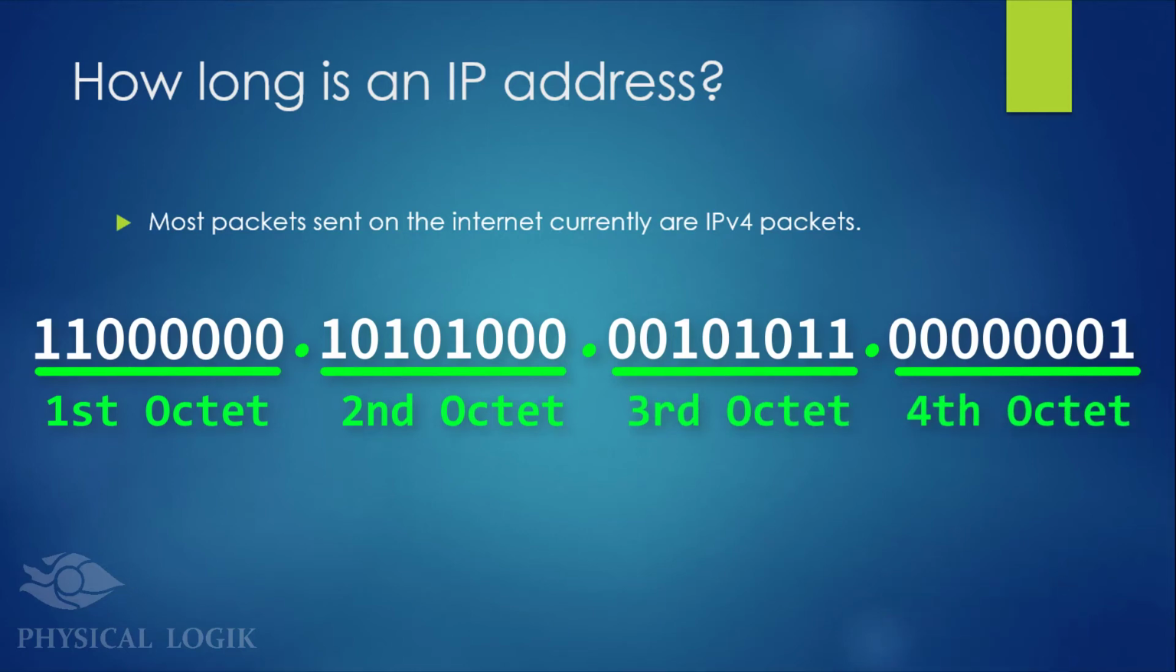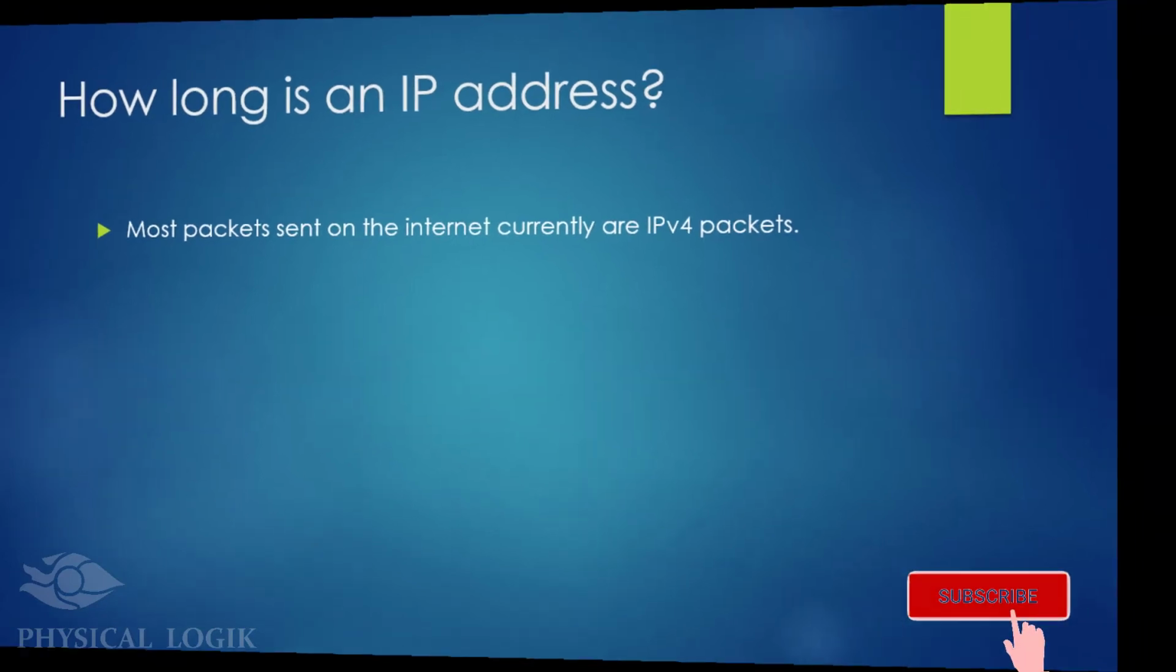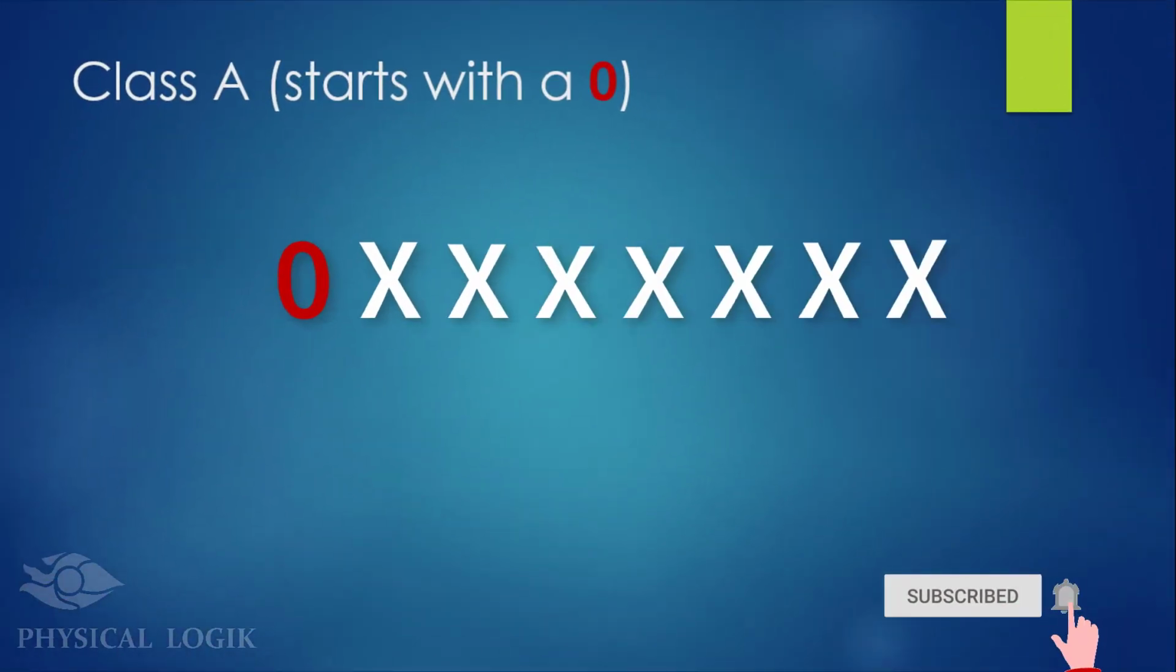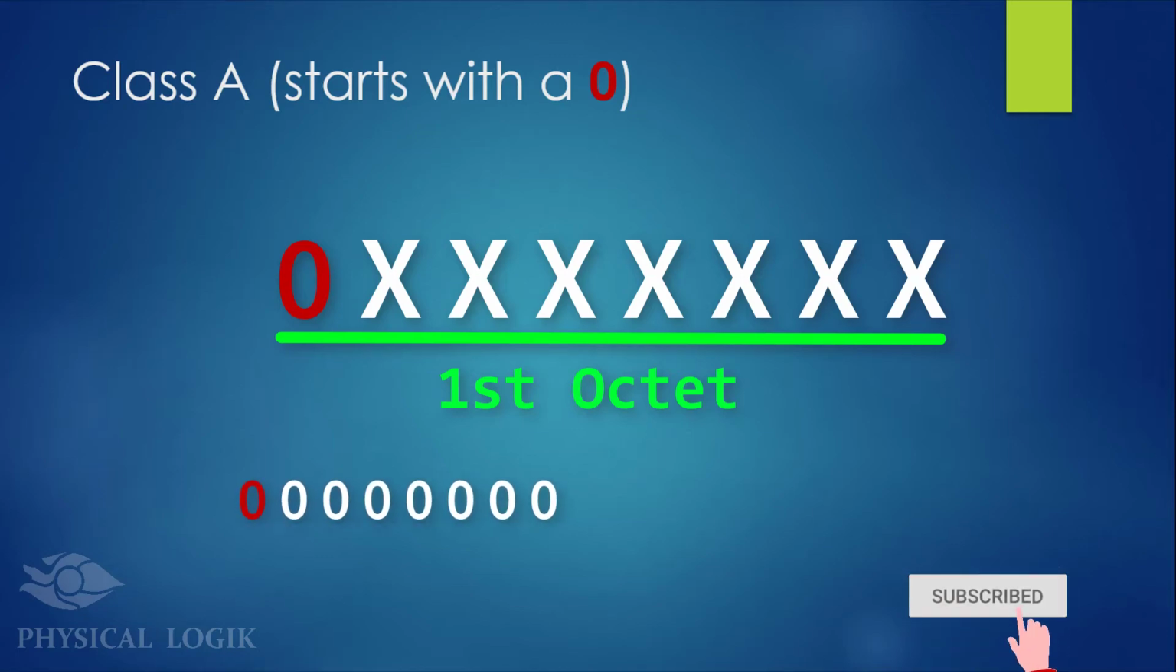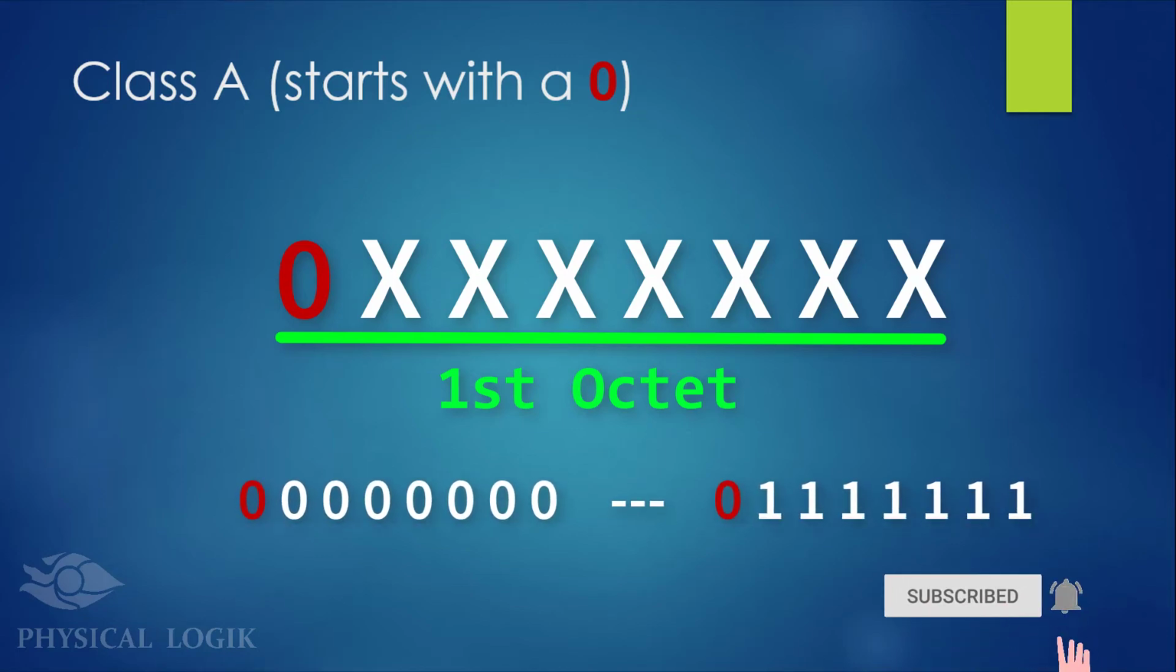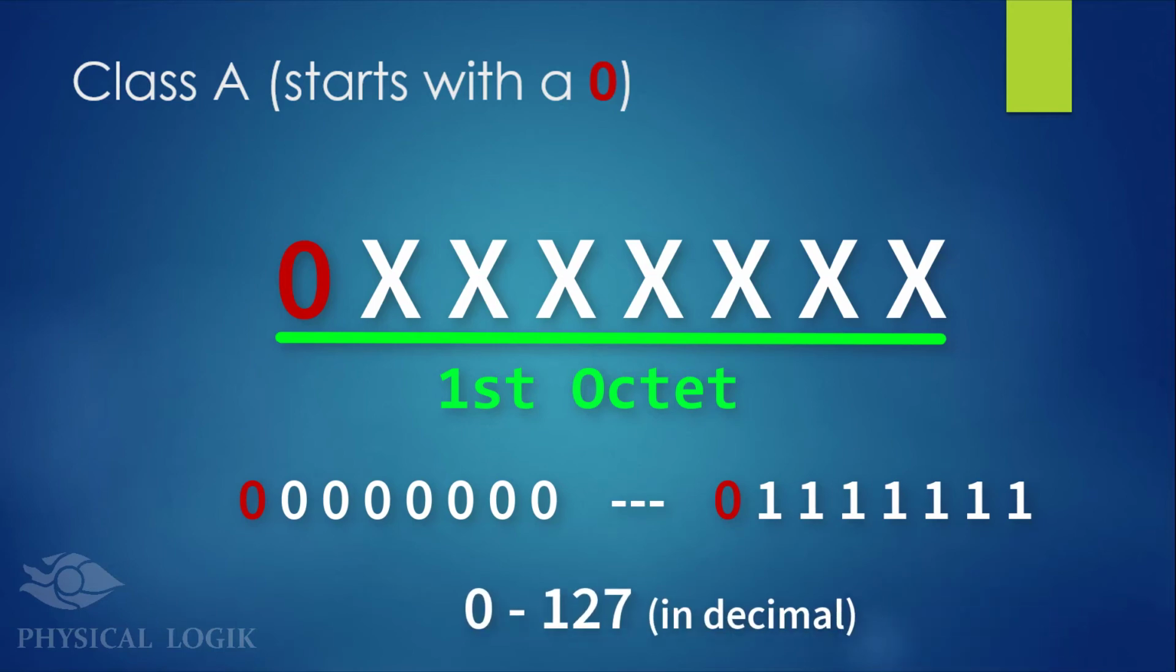There are generally 5 classes of IP addresses. The class is determined by the value of the first octet only. Class A. In Class A IP addresses, the leftmost bits in the first octet, otherwise known as the higher order bits, must be 0. This means the possible values you can have for Class A IP addresses is between when all the other bits are zeros and when all the other bits are ones. That gives decimal values of 0 to 127.